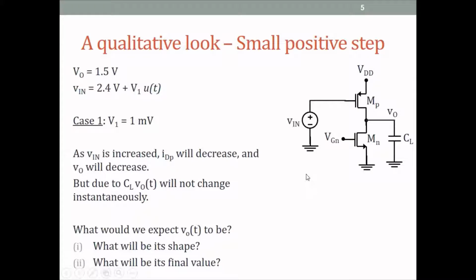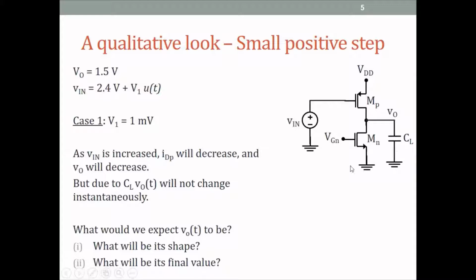Okay. And as a result, VO will decrease by some magnitude when Vin is increased by a small magnitude. But we are saying that the input is changing instantaneously. This is a unit step voltage. So the input is changed suddenly by 1 millivolt. The output will not change suddenly because there is a capacitor connected here. So the output will take some time to reach its final value, until the capacitor voltage changes over a period of time.